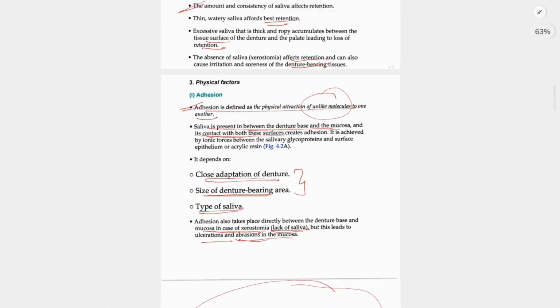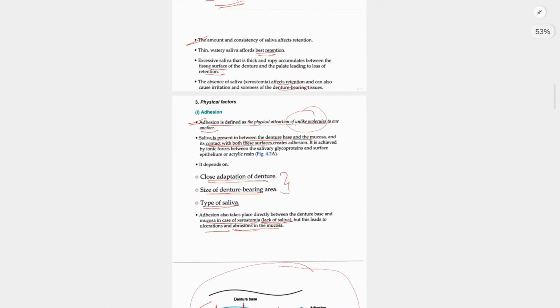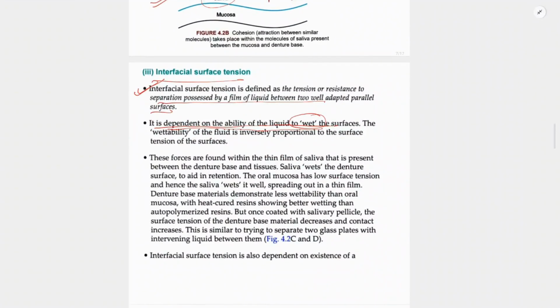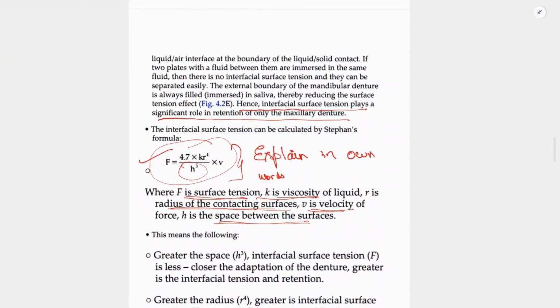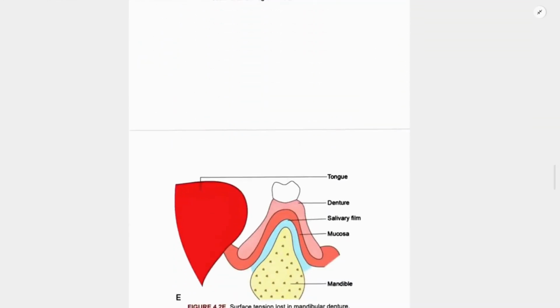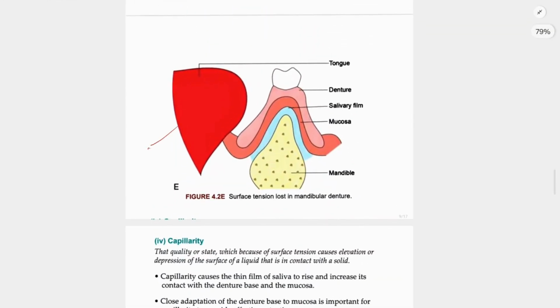In adhesion and cohesion, write the definition and explain in regards to saliva. In interfacial surface tension, the main key point over here is one, that is to wet the surface, the definition of the same, and write the formula. And no need to draw this diagram, but definitely you can draw this diagram, it will fetch you more marks.